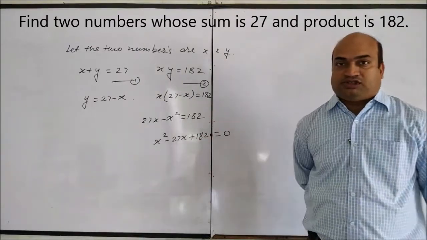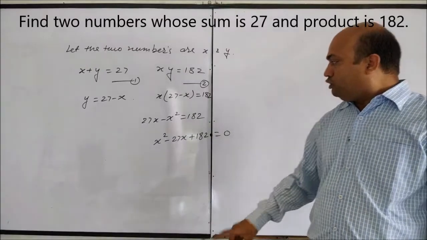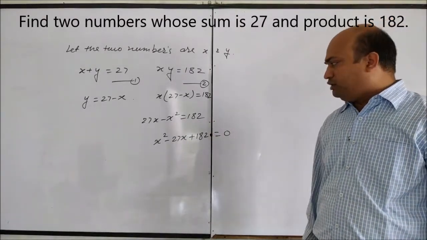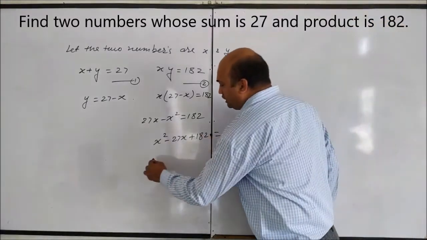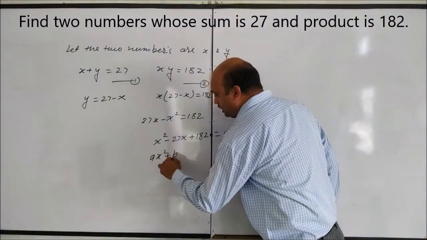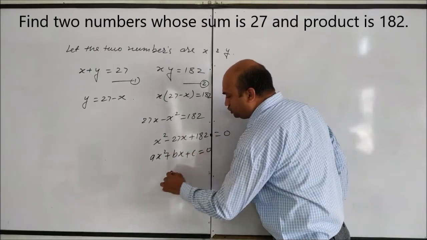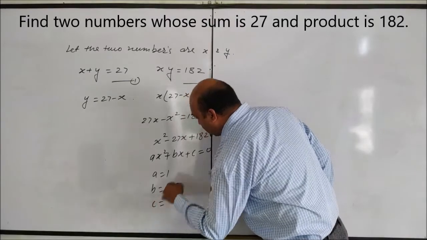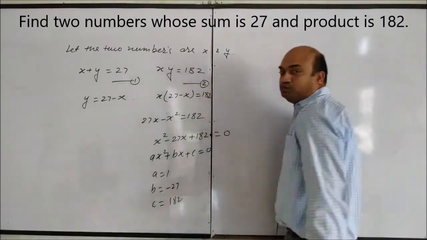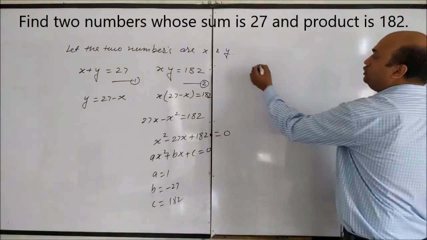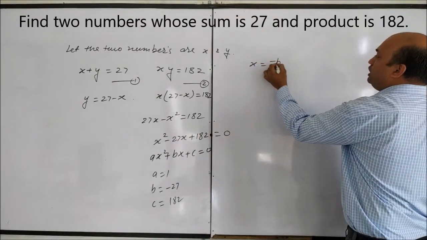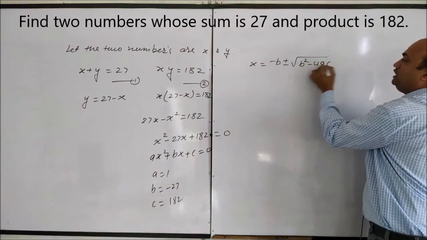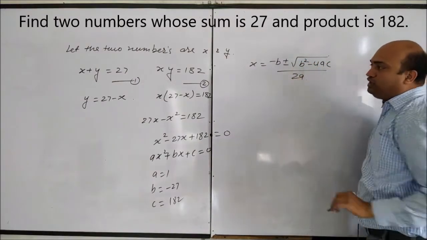This is the quadratic equation. Now we will solve it by formula method. We compare it with ax square plus bx plus c equal to 0. A we will get 1, b we will get minus 27, and c we will get 182. Now we apply the formula, x is equal to minus b plus minus under root b square minus 4ac upon 2a.